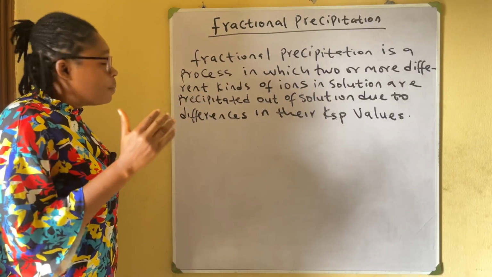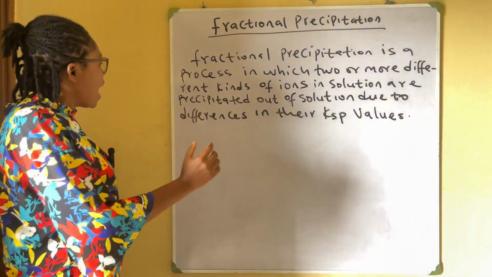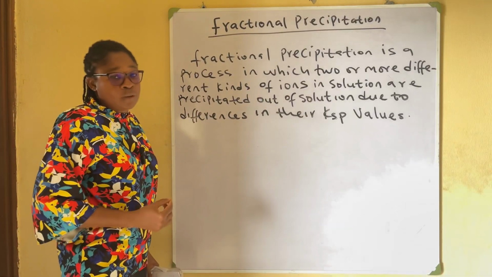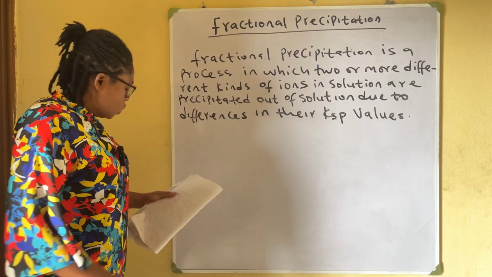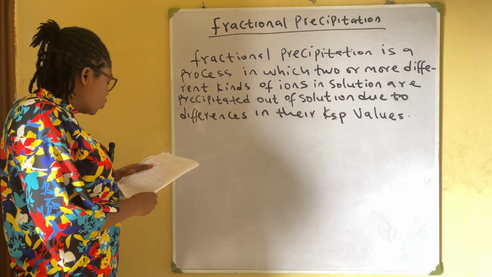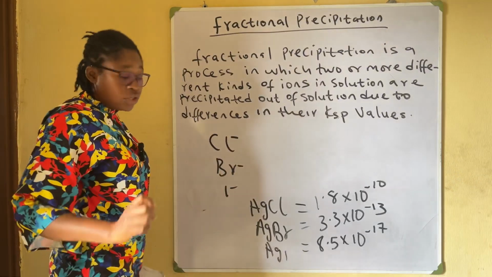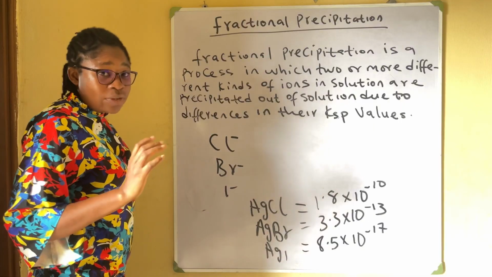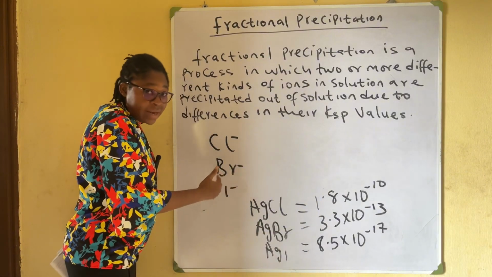Fractional precipitation is a process in which two or more different kinds of ions in solution are precipitated out of solution due to differences in their Ksp value. We're going to consider a solution that contains halide ions. You can see chloride ion, bromide ion, iodide ion.